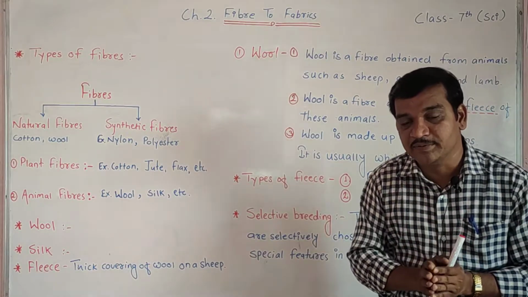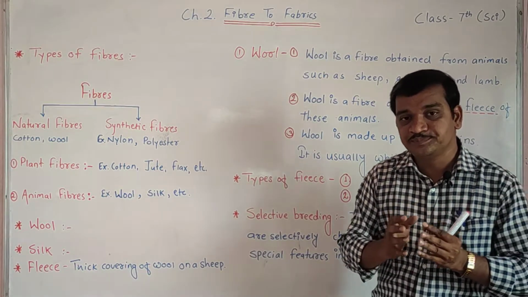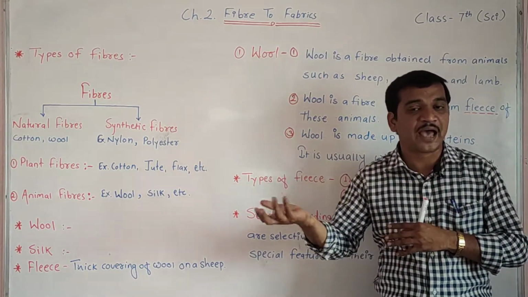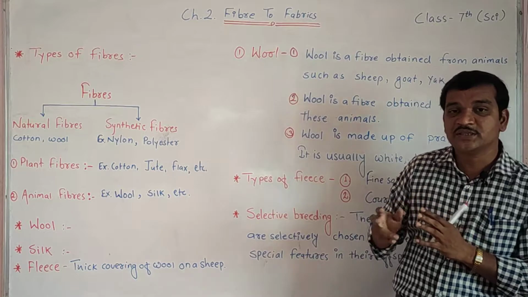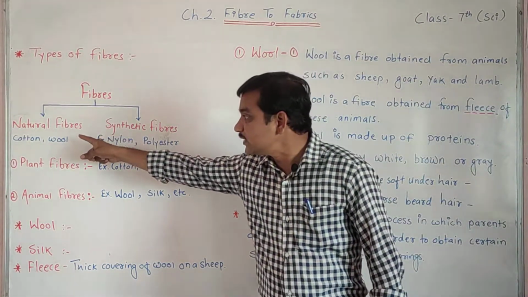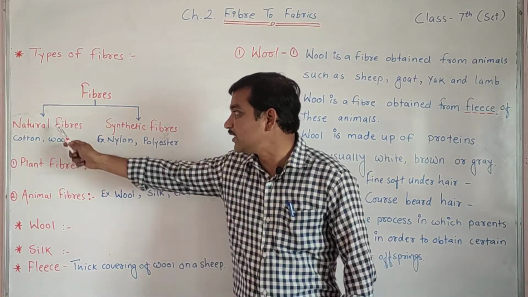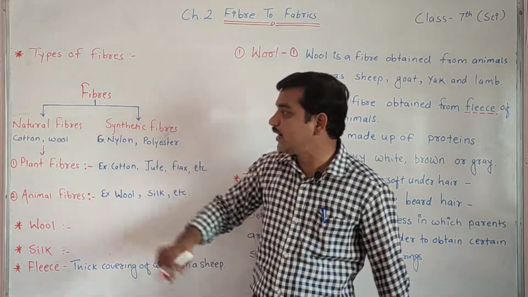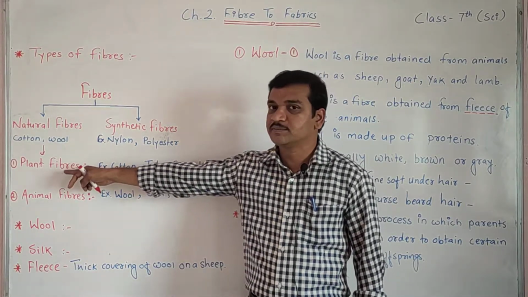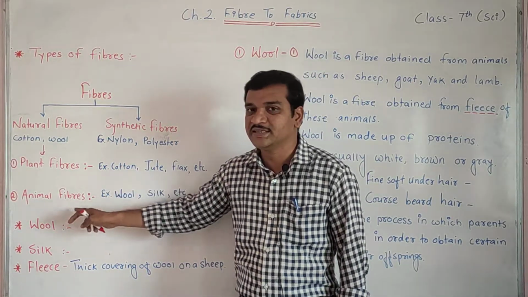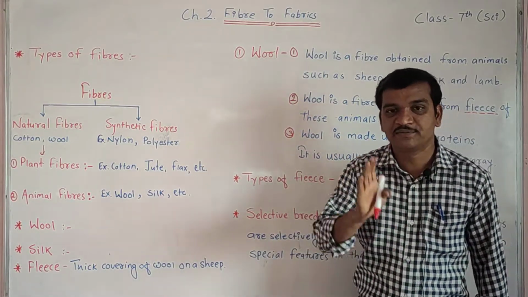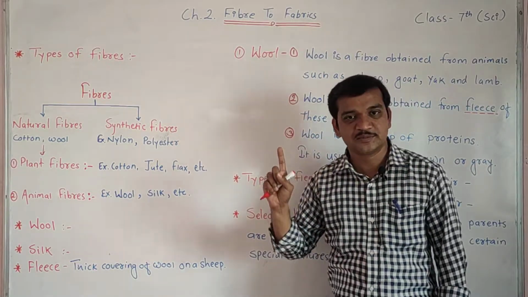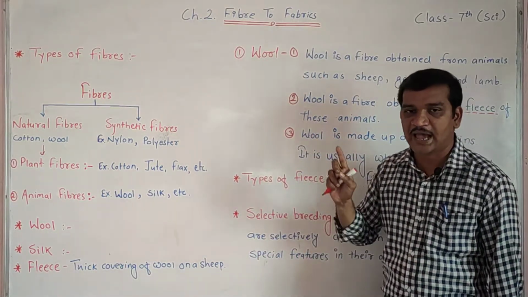Now in natural fibers, some fibers we get from plants, some fibers we get from animal sources. On the basis of this, natural fibers are further divided into two groups. First one is plant fibers and second one is animal fibers.